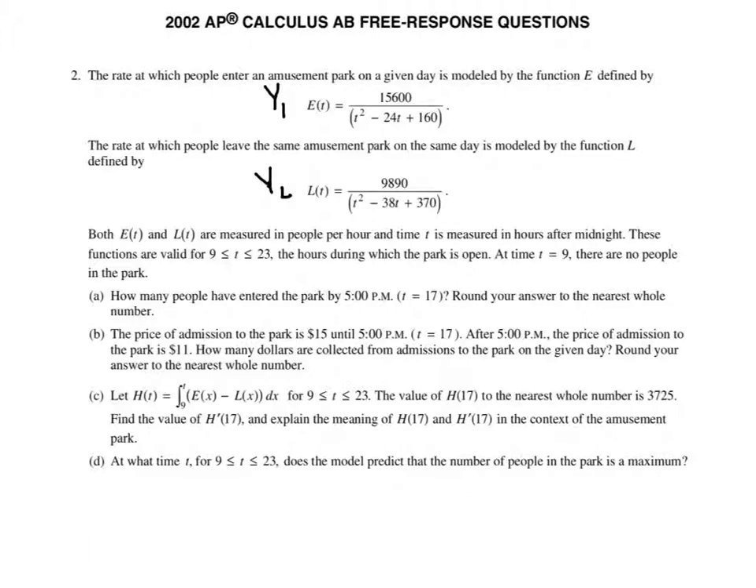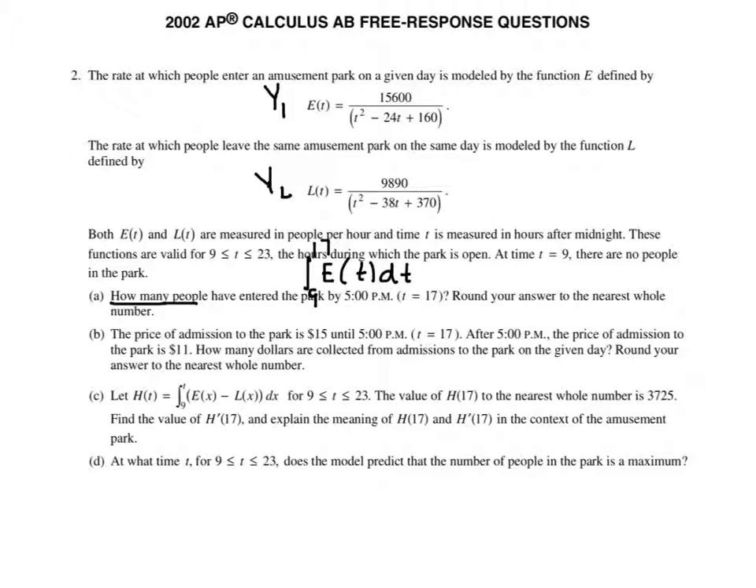Well, how many? Remember, we have a rate. So if we want how many, we need to integrate. So we're going to do the integral of E(t) dt times 17. Well, again, the park didn't open until 9, so 9 to 17. That would be our integral. We just use our calculator, fnInt, and solve that.